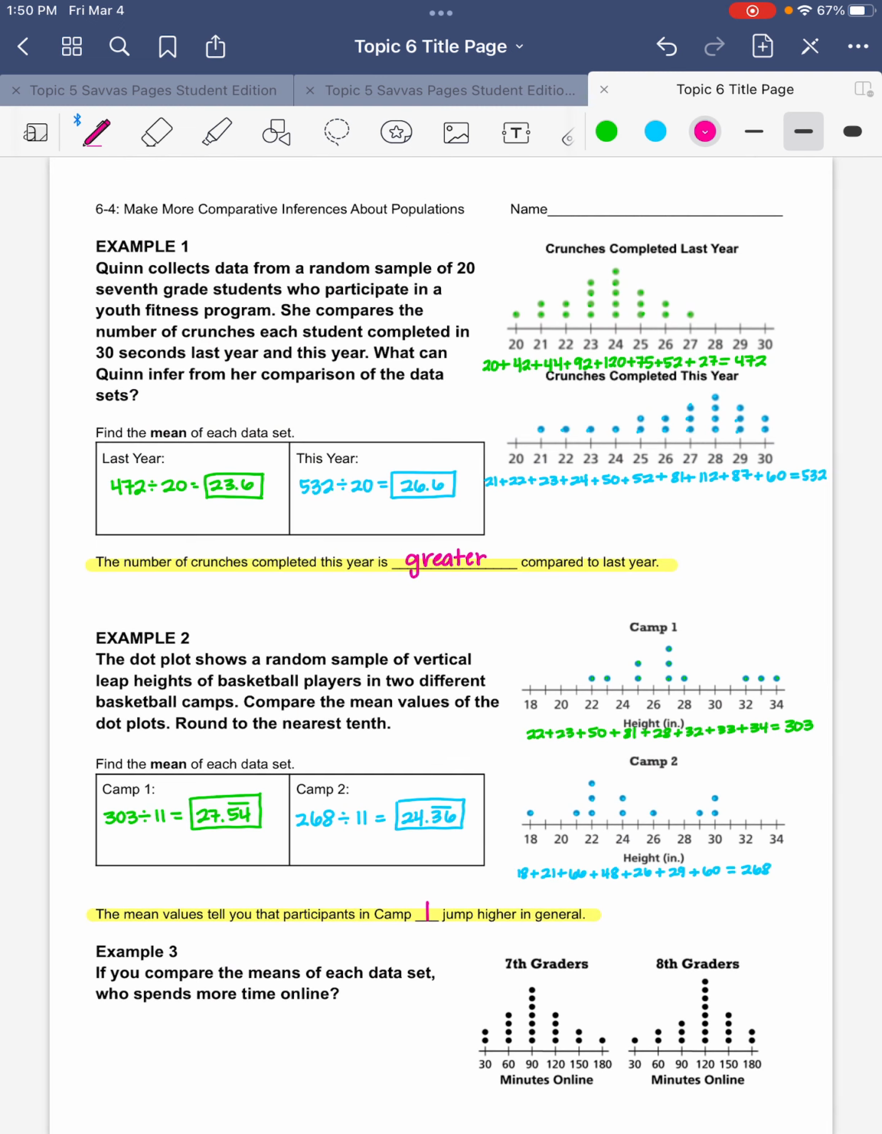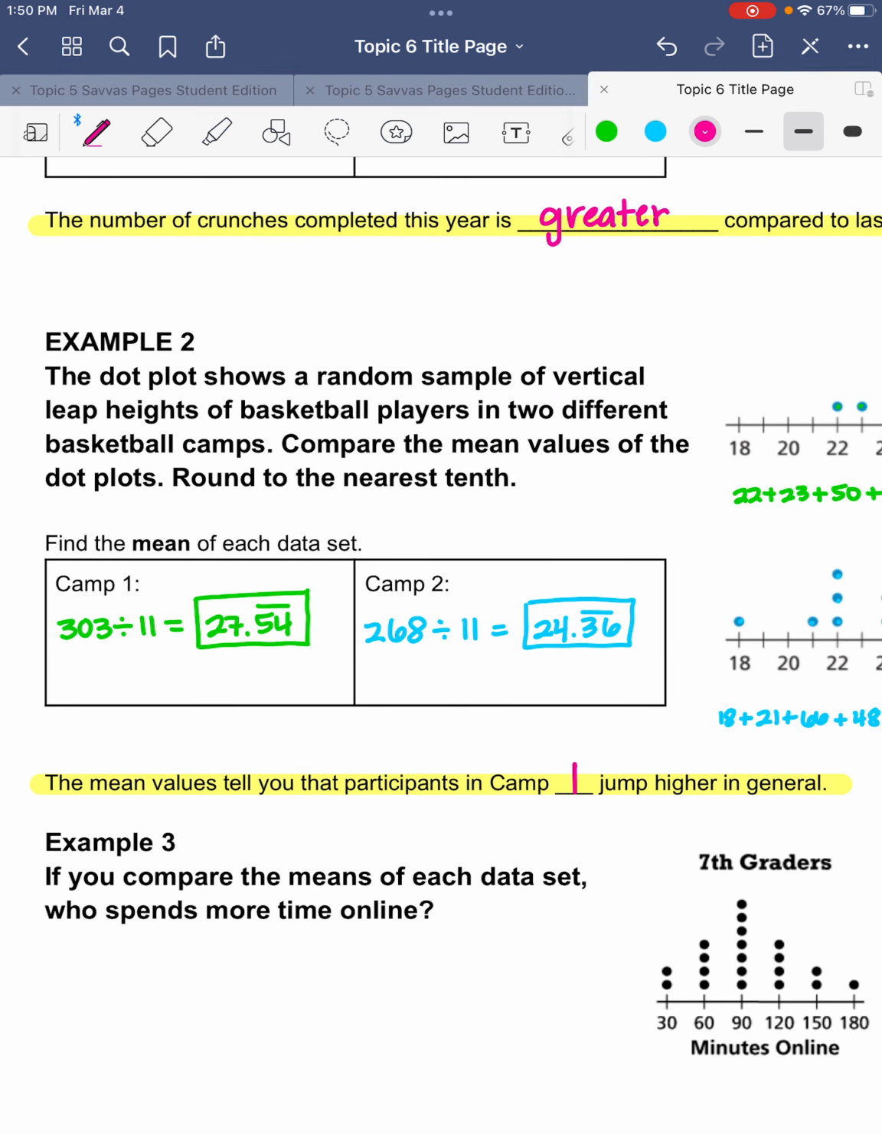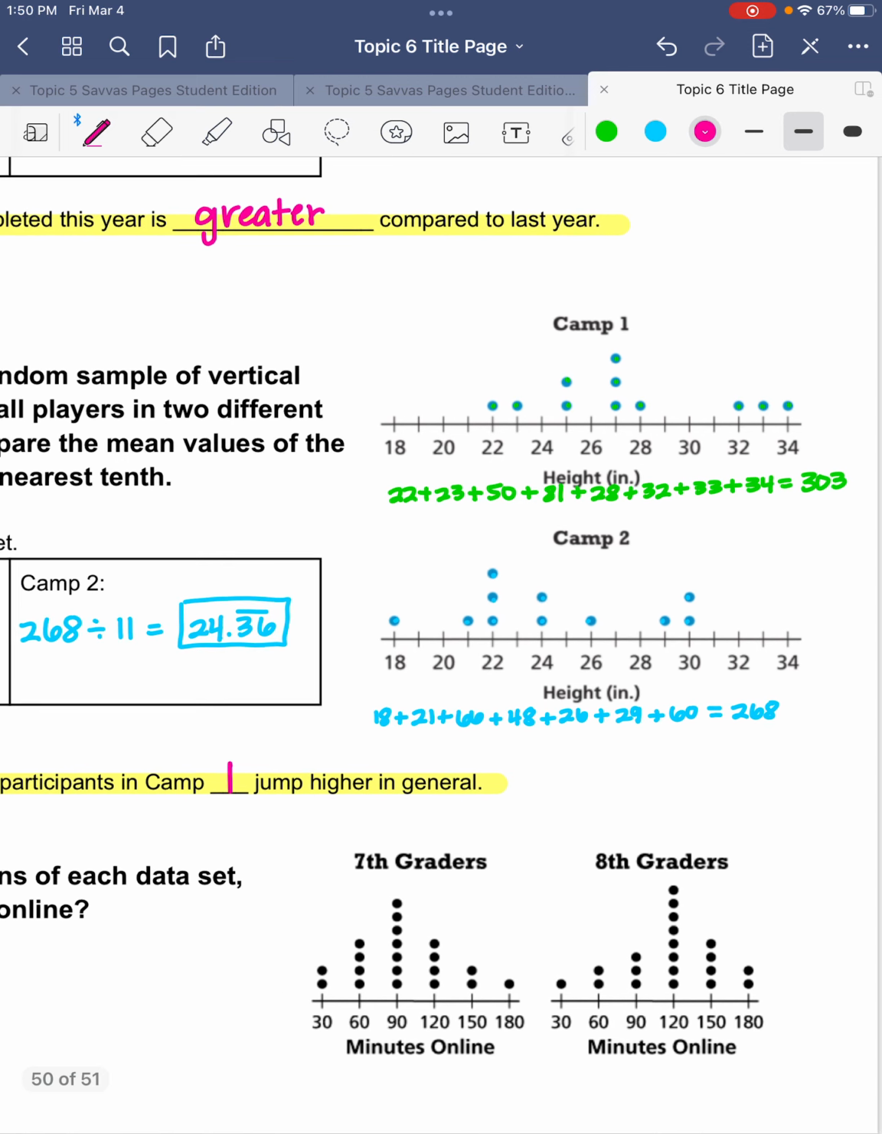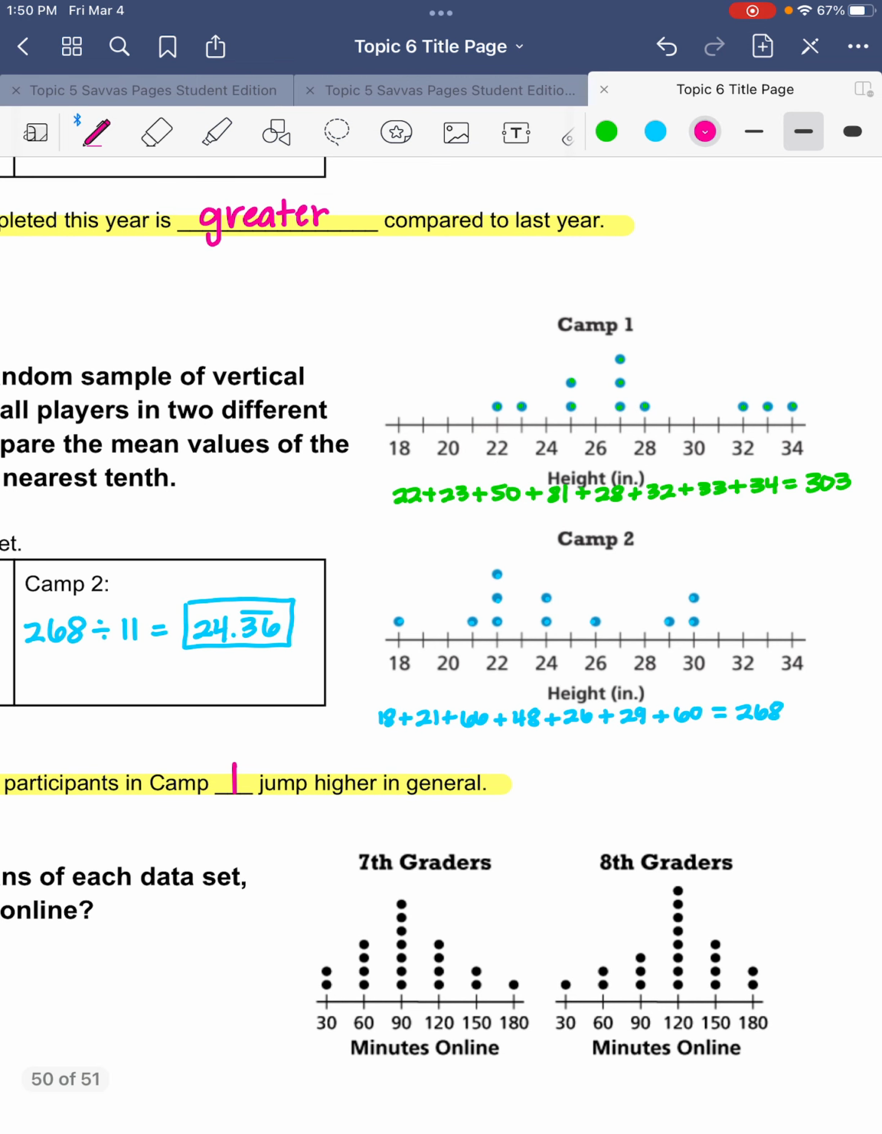Okay. Now let's look at example 3. If you compare the means of each data set, who spends more time online? So looking at these two graphs, well, what do I notice? The first thing I usually notice is the mode. The mode for 7th grade is 90 minutes, and the mode for 8th grade is 120 minutes. Well, which one's bigger? The mode for 8th grade.